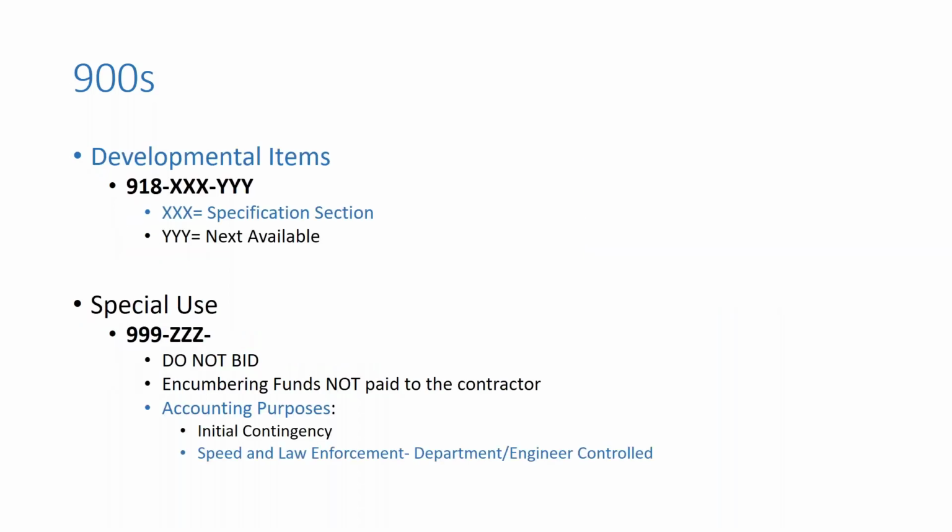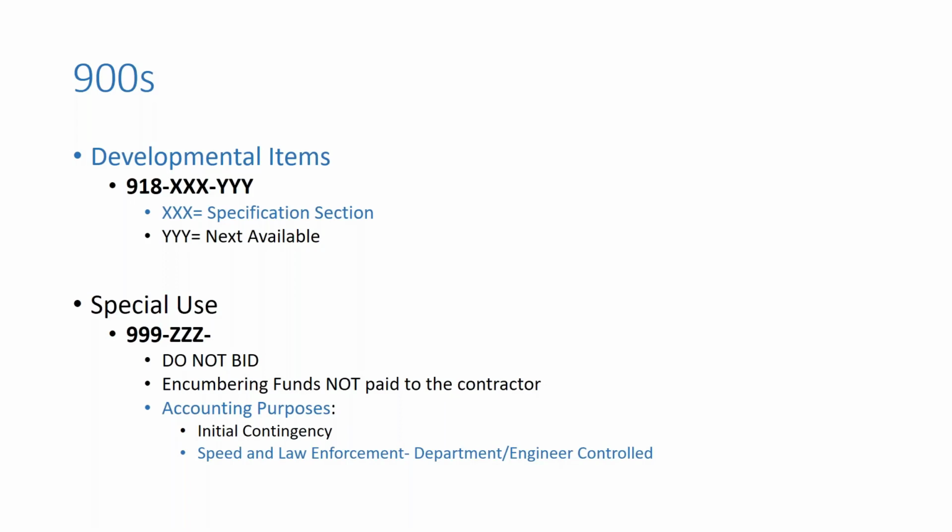The 900 items are for our developmental items. So a pattern beginning with a 918 or soon to be 919 will be our developmental items for either 2018 or 2019 or future years, followed by that middle group of digits that represent the specification section, and then the next available item as approved.